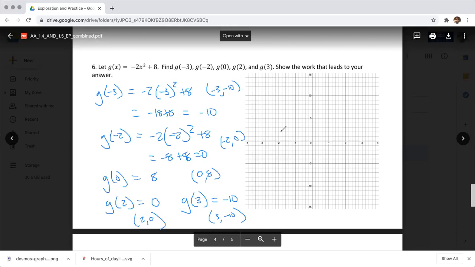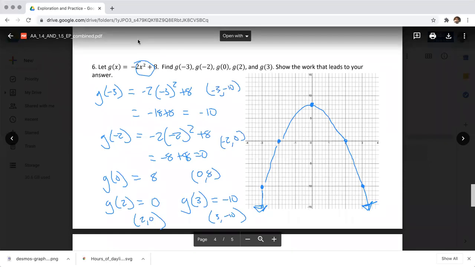Okay, so -3, -10 is right here. -2, 0 is right there. 0, 8 is right there. 2, 0 is here, and 3, -10 is here. And so if we sketch this function, it should look like that, right? So that is a parabola. And that's what we expect from an x squared function.